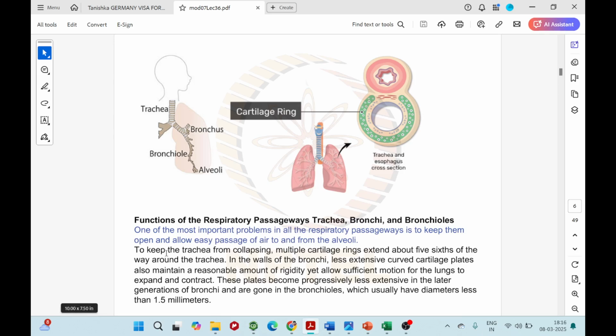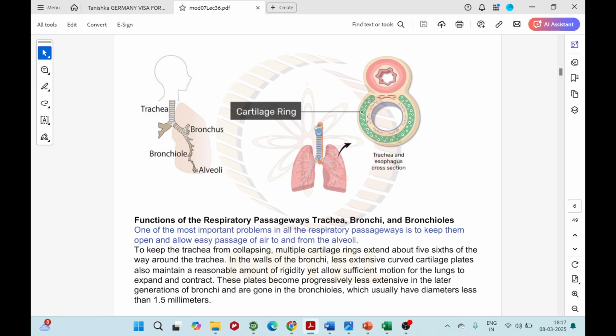Okay, so to keep the trachea from collapsing, multiple cartilage rings extend about 5/6 of the way around the trachea. Okay, here you can see trachea and esophagus cross section. In the walls of bronchi, less extensive curved cartilage plates also maintain a reasonable amount of rigidity, yet allow sufficient motion for the lungs to expand and contract. These plates become progressively less extensive in the later generations of bronchi and are gone in the bronchioles, which usually have diameters less than 1.5 millimeters.